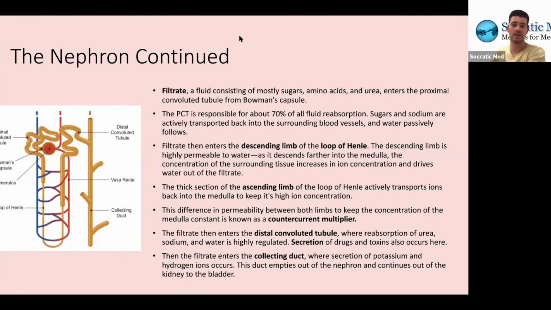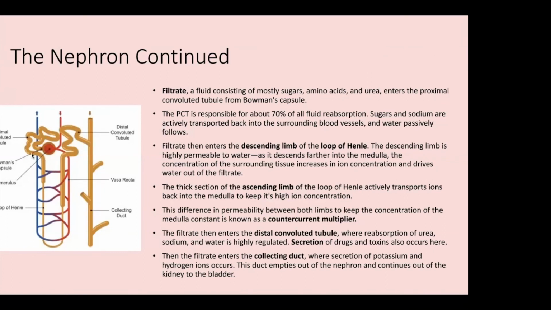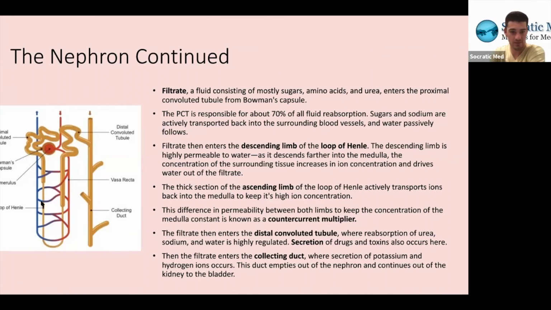The filtrate then enters the descending limb and the loop of Henle. So the descending limb is highly permeable to water. As it descends farther into the medulla, the ion concentration of the surrounding tissue increases and drives water out of the filtrate. So when we're talking about the descending limb, we're actually talking about this on this diagram over here, this left side.